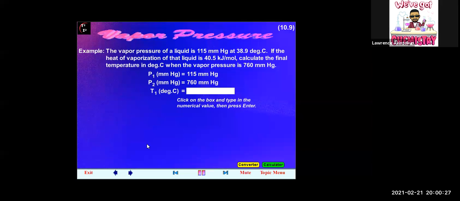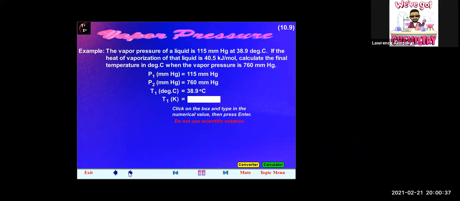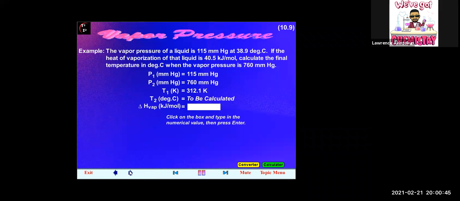What is your T1? Get your calculator and get your T1. Remember, you have to convert the Celsius to Kelvin. And your T1 will be 38.9 Celsius in Kelvin, which is 312.1. Your T2 is what you're looking for. So what is your heat of vaporization?